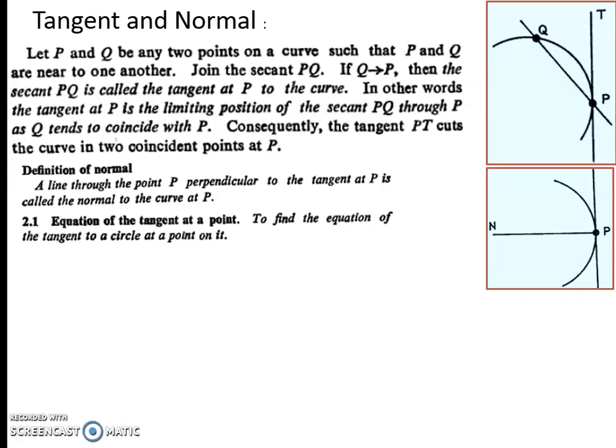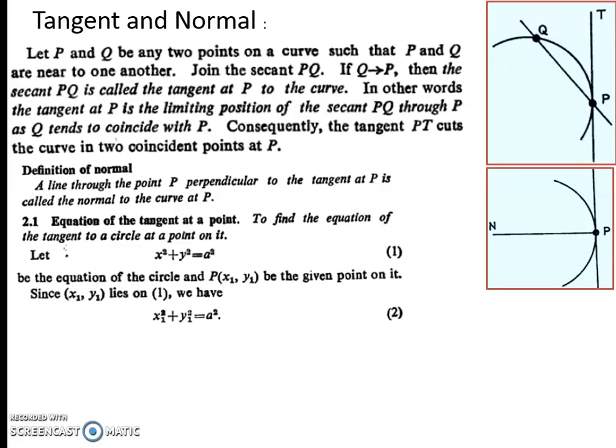Equation of tangent at any point. To find the equation of tangent to a circle at a point on it. So this article is important not only for the circle, but it is also important for geometry. So let the circle be x square plus y square is equal to a square, and P(x1, y1) be the given point on it. Since (x1, y1) lies on it, we have x1 square plus y1 square is equal to a square, and we want to find the equation of tangent at this (x1, y1).